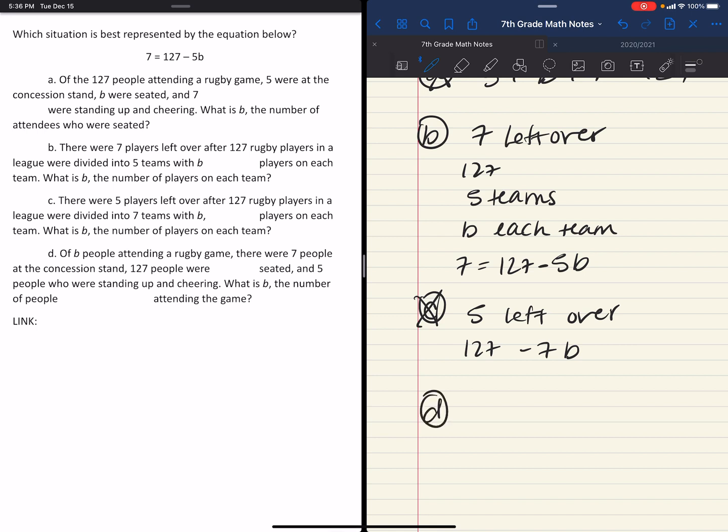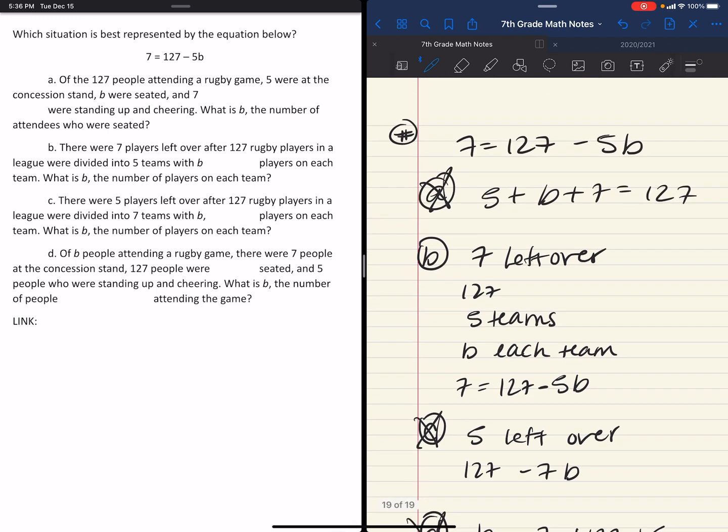Of B people attending a rugby game, there were 7 people at the concession stand, 127 were seated, and 5 people who were standing up cheering. So B is what I don't know at the rugby game. That would be 7 plus 127 plus 5 people who were standing up. What is B, the number of people attending the game? Yeah, that has absolutely nothing to do with my original equation of 7 equals 127 minus 5B.